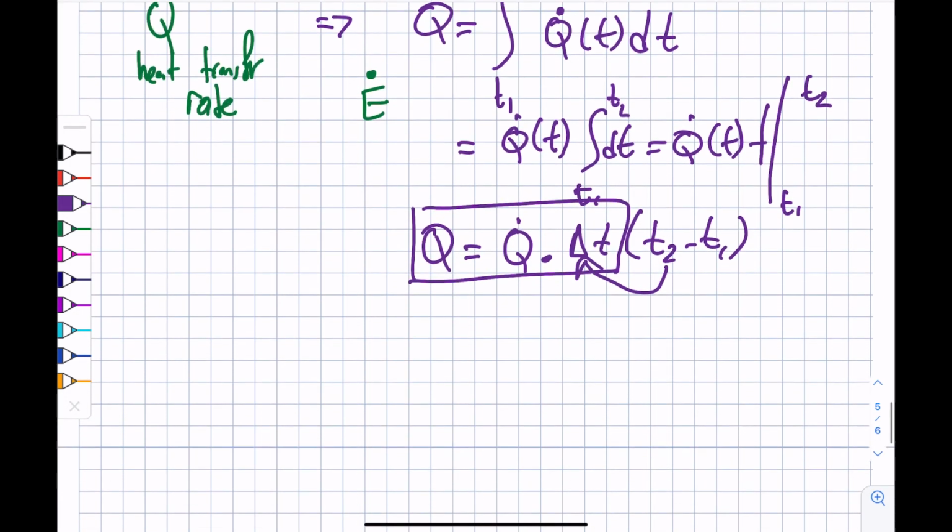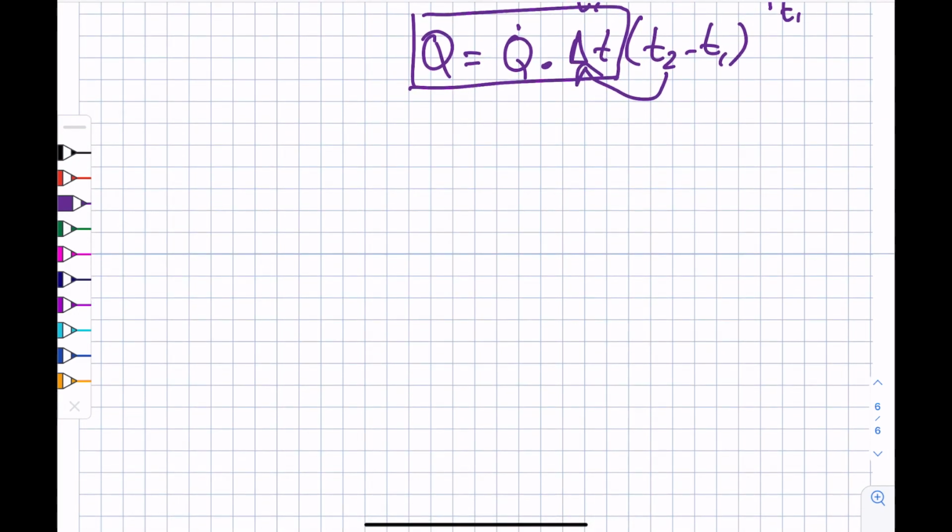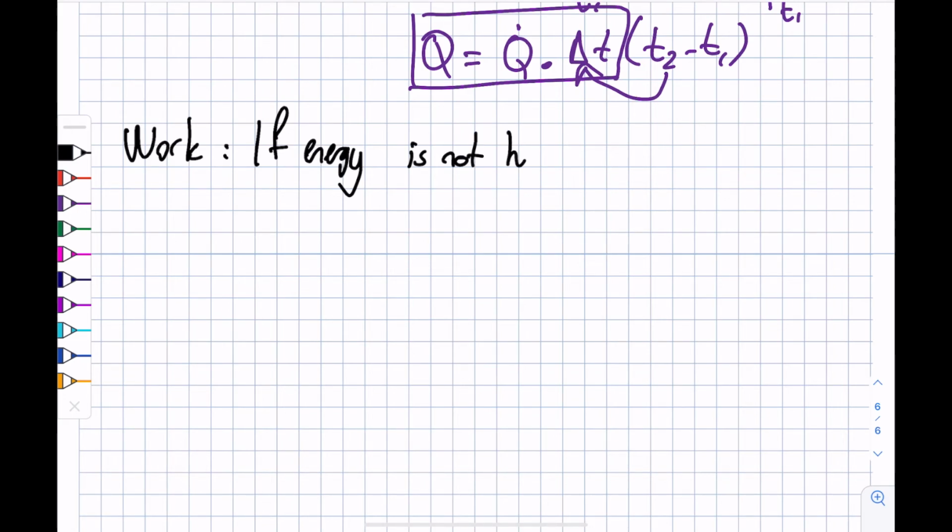Next, I want to talk about the work. Once I covered the heat transfer, the work is fairly easy, because if energy crossing the boundary of my system to the surroundings is not heat transfer, then it's work. You can think of work as everything else. So I have heat transfer, perhaps, or not. The rest of it all is called the work. It's not that hard.